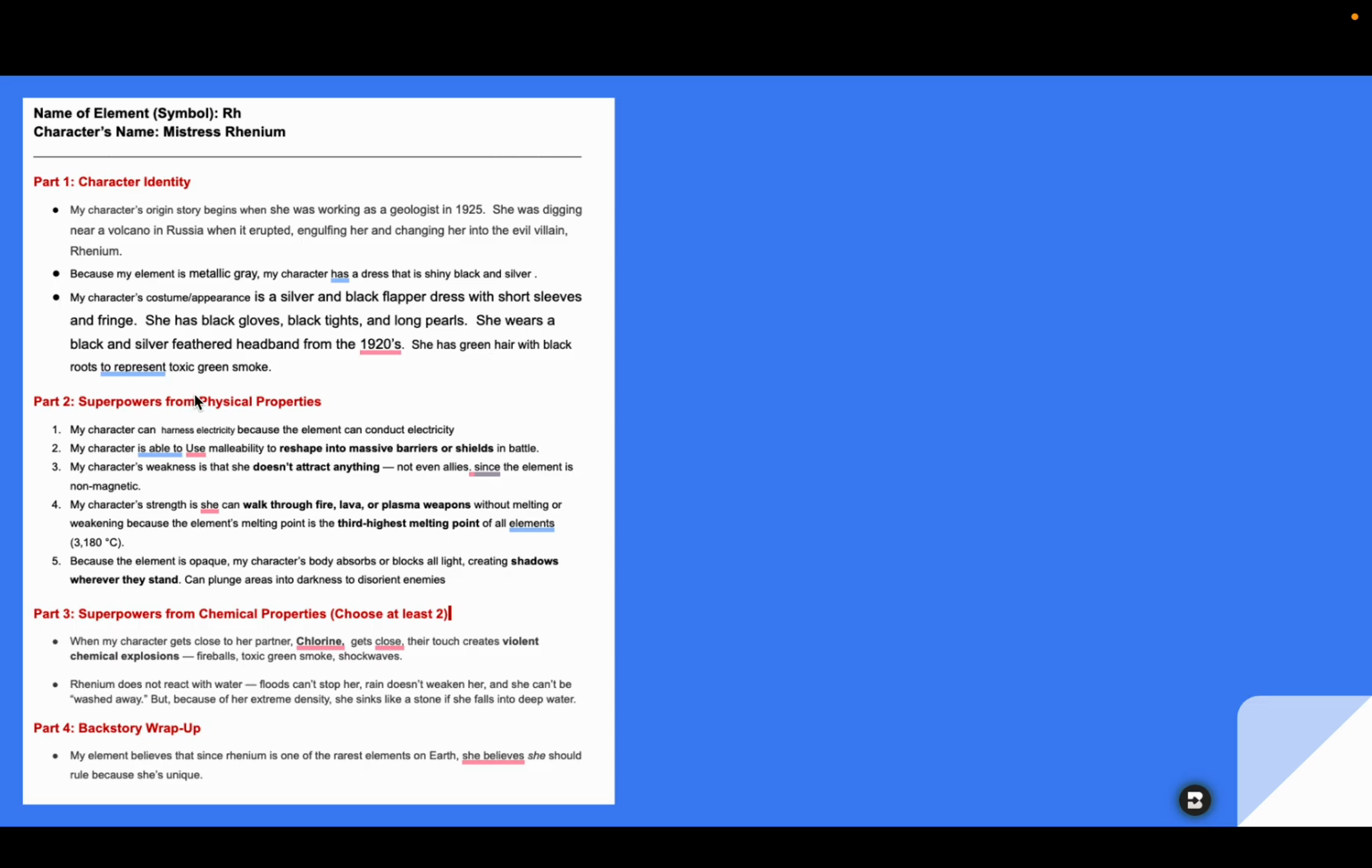represent toxic green smoke, because down here in my chemical properties, when my character gets close to her partner, chlorine, when they get close, their touch creates violent chemical explosions, fireballs, toxic green smoke, shock waves. And that is in reality when the element rhenium and chlorine react, they create fireballs, toxic green smoke, and shock waves. Isn't that cool? I don't think is anybody chlorine? I think that would be hilarious if we got together.